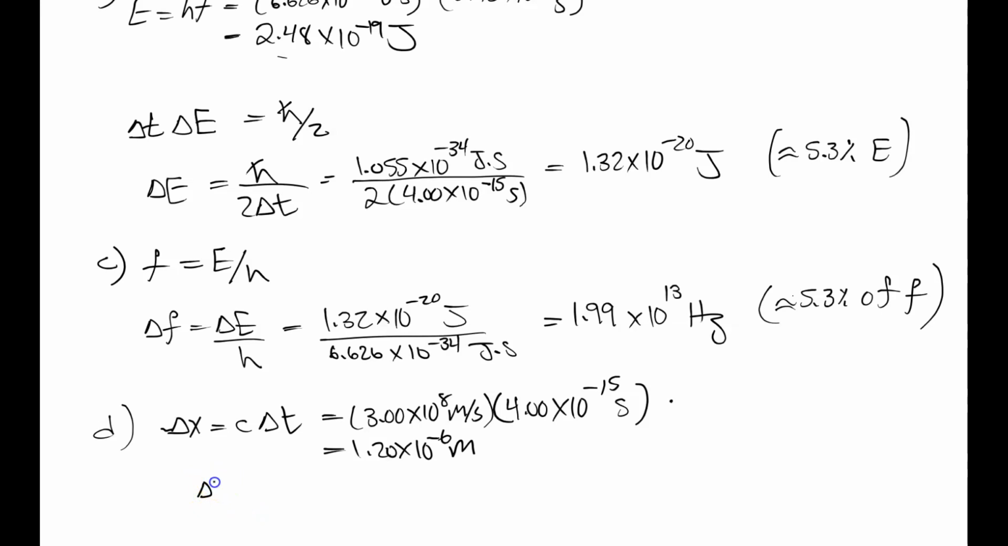And if we wanted to see how many wavelengths that is, we can take the 1.2 times 10 to the negative 6 meter over the length of the wavelength, and we get that it is about 1.5 wavelengths.